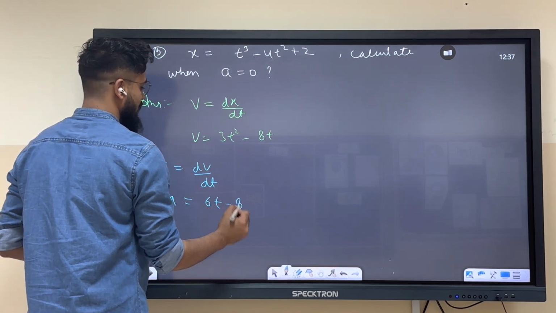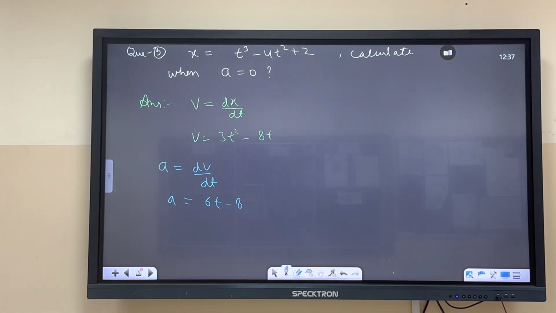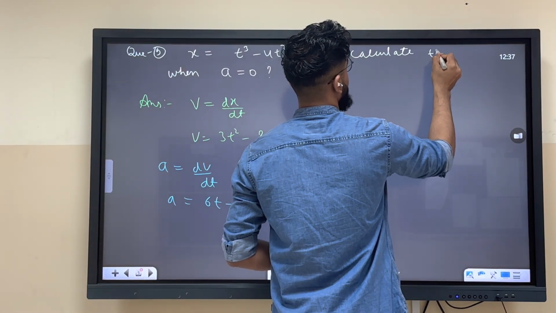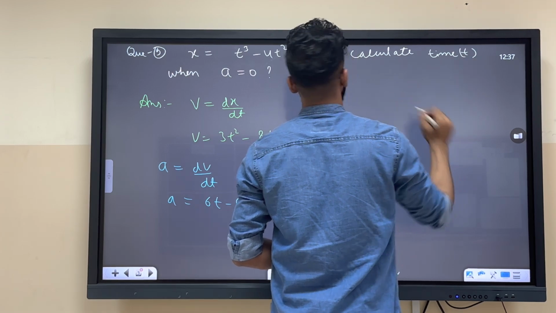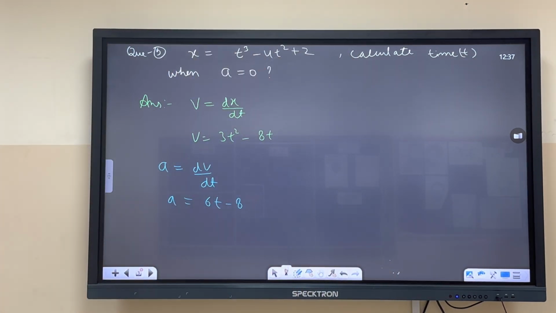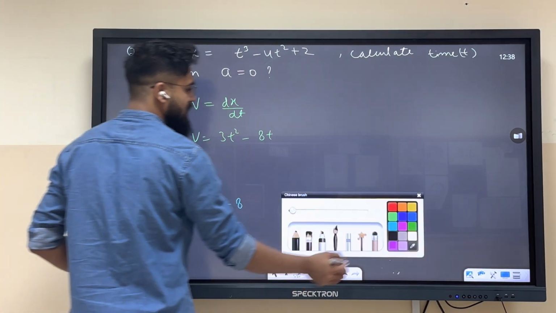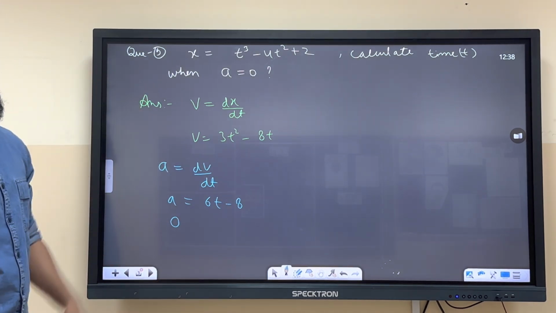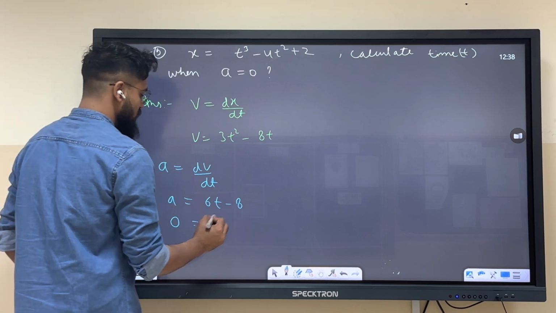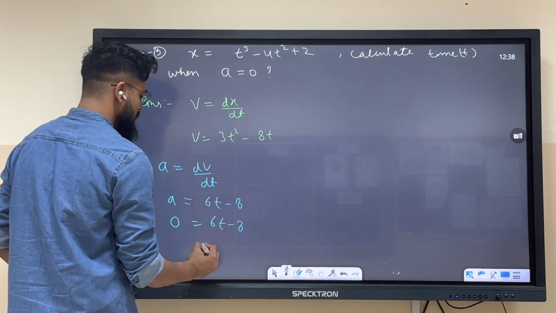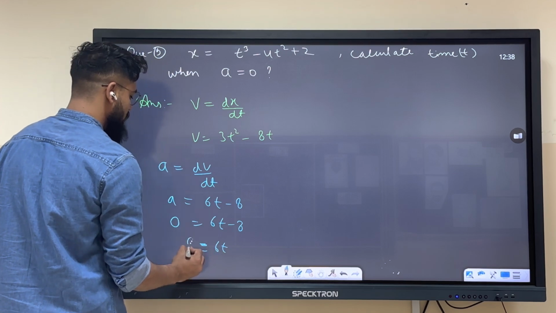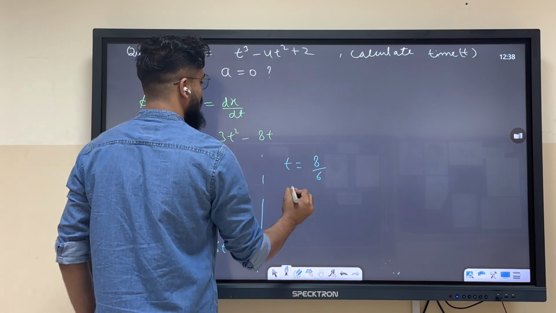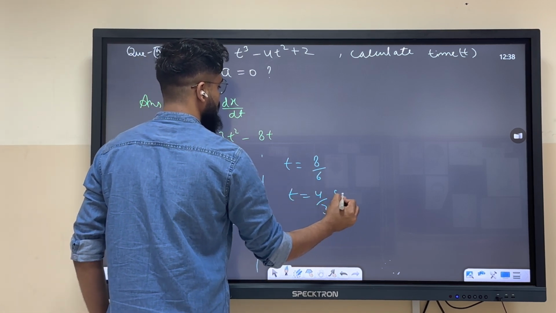So acceleration, it will be 6t minus 8. Okay? So we have to calculate time t when a is 0. So clearly from here we have to put acceleration as 0, because the question is asking, calculate time when acceleration is 0. So we are putting acceleration as 0. So from here 6t minus 8 equals 0. It means what? 6t equals 8, so t will be 8 by 6, or t equals 4 by 3 second.